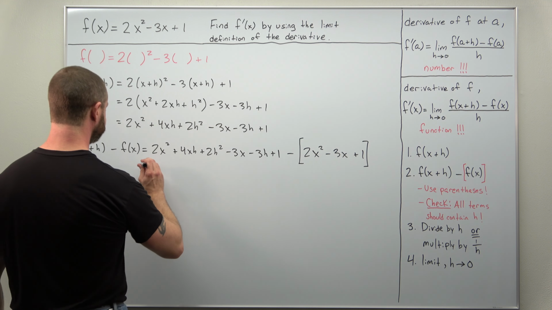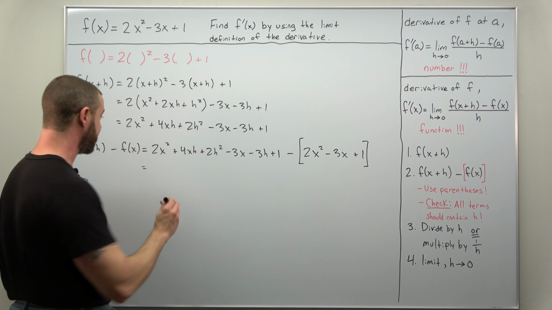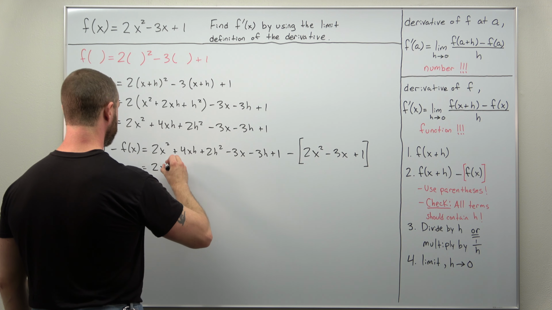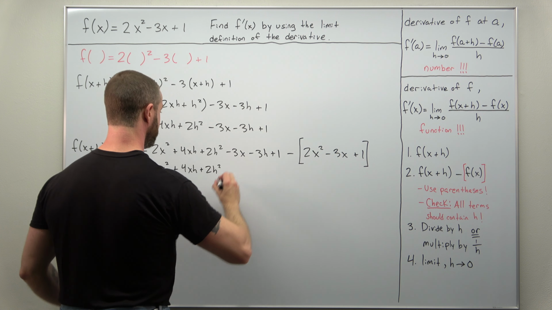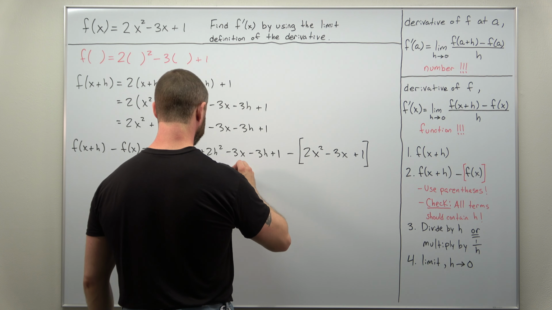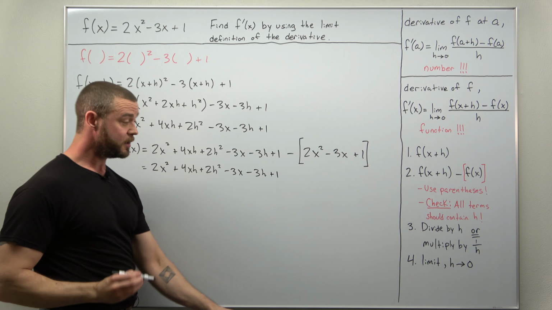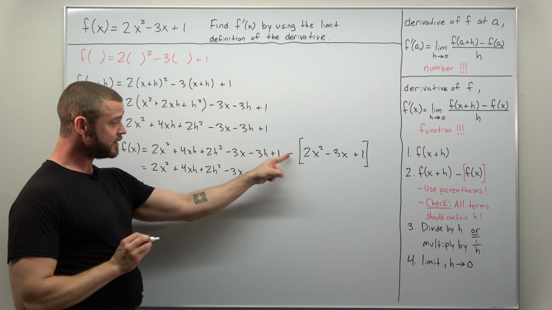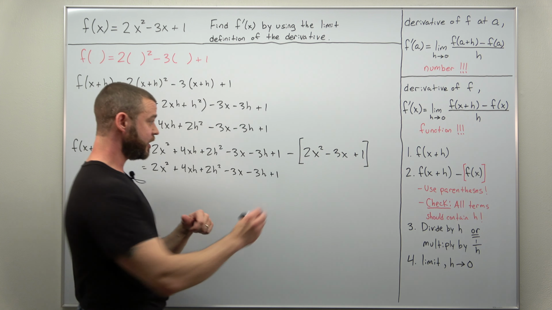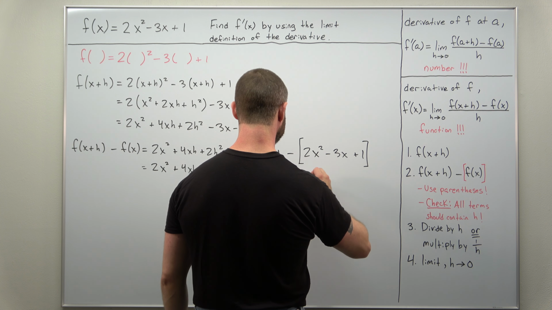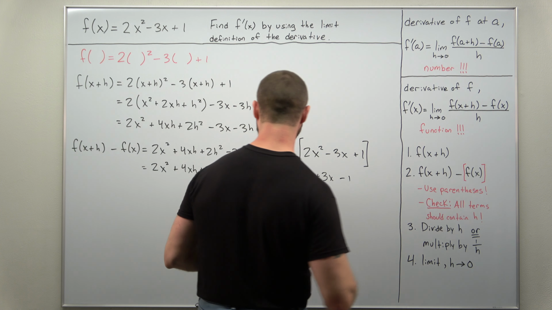All right, so let's simplify this. I'm just going to copy all those terms down. I want to make sure you see which terms cancel out. So we have 2x squared plus 4xh plus 2h squared minus 3x minus 3h plus 1. And now we're going to distribute that negative sign through the parentheses. All the signs inside of your f of x term there, they're going to change. So we're going to get minus 2x squared plus 3x and then minus 1.